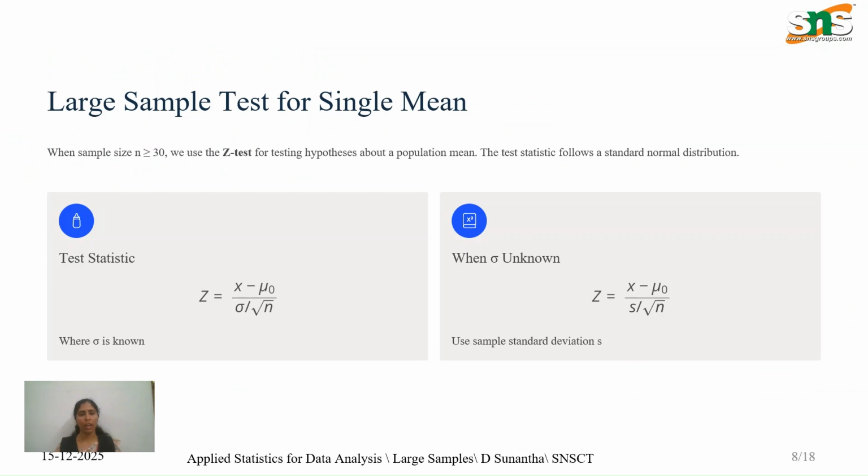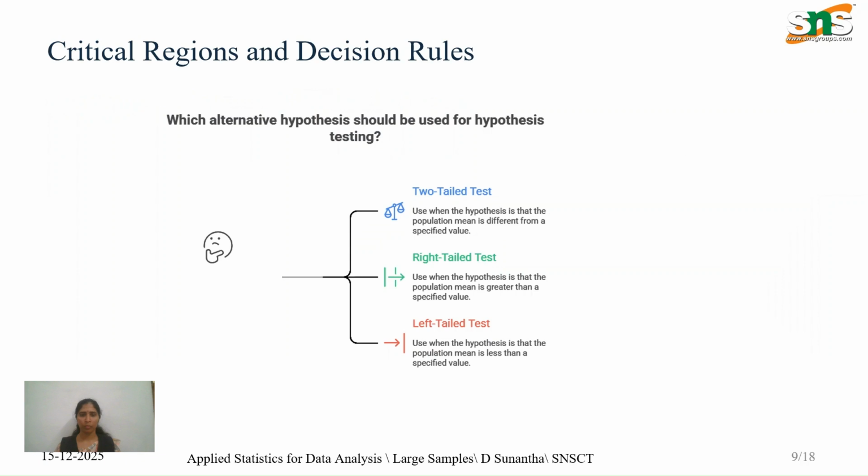So here the formula and the test we are using is the z-test. The z-test is nothing but a normal distribution. So z is equal to x minus mu naught by sigma divided by root n, when the sigma value is known, that is, the standard deviation is known. If the sample standard deviation is known, then we need to use the formula z is equal to x minus mu naught divided by s divided by root n.